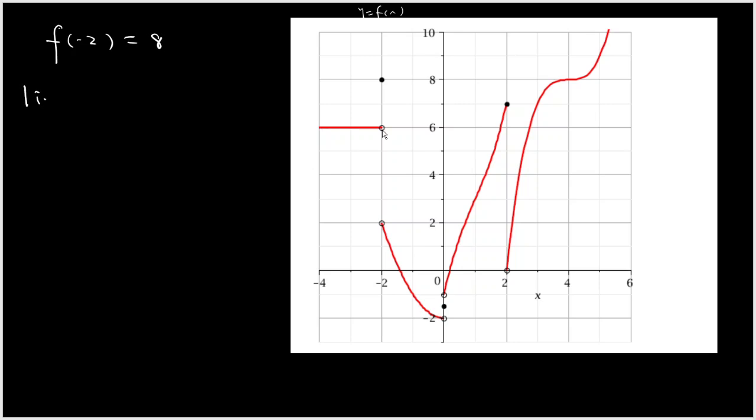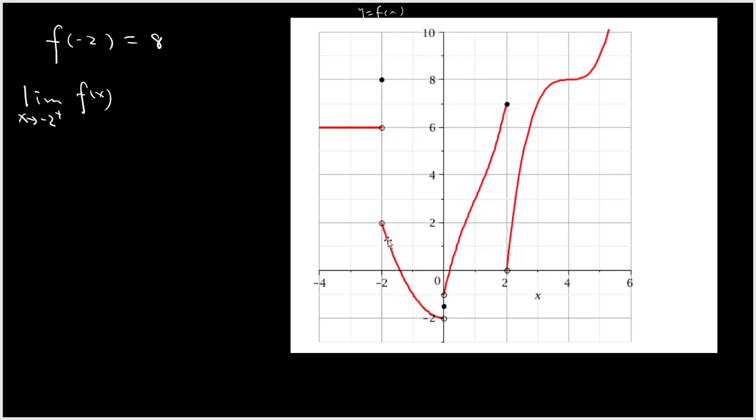Very quickly, anybody want to tell me the limit of the function as x approaches -2 from the right? Now let's do the right hand side limit first. Again, I'm looking for the limit of the function as x approaches -2 from the right. Yeah, 2 is right. You look at the mouse cursor. You follow that curve.